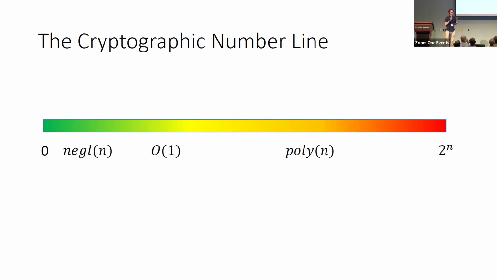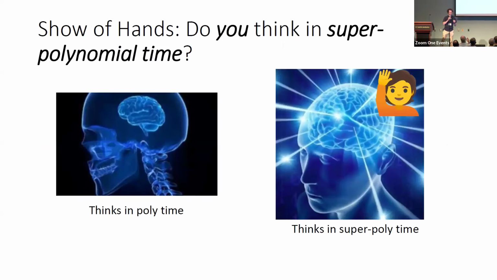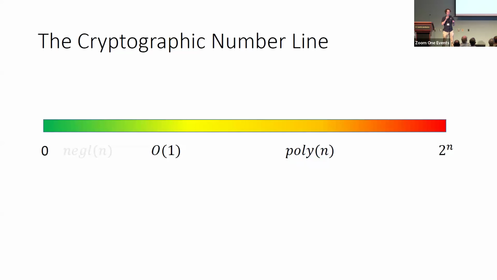All right, well. Hit the wrong button. Sorry. Now we're going to try and remove one. Let's have a show of hands. Who here thinks in super polynomial time? All of you with your hands up, come see me after the talk. I have a business proposal for you. And for the rest of you, well, you can't distinguish between 0 and negligible anyway. So let's just get rid of it.